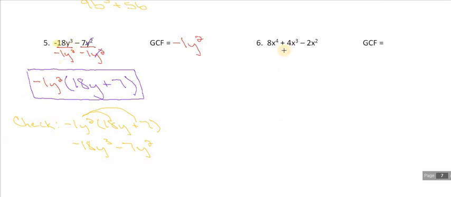Number 6, 8x to the 4th plus 4x cubed minus 2x squared. Look at the smallest number, 2. Does 2 divide evenly into the others? Yes, it does. So our GCF is going to include a 2. And all three terms have x's, smallest power being x to the second. So our GCF is 2x to the second. So we divide and drag a 2x squared.